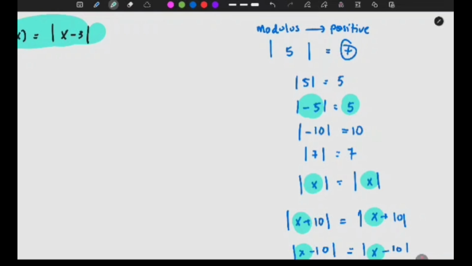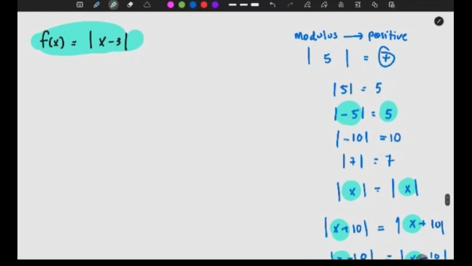So, and this is about modulus. And now, how does this modulus affect a graph? So what I'm going to do now is sketch the same type of graph but with a modulus, and you will see the difference.